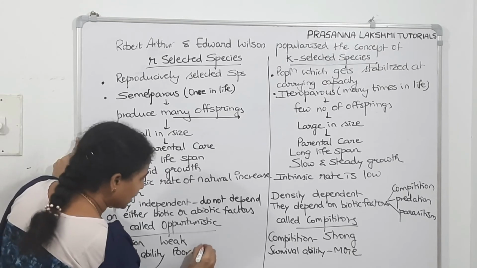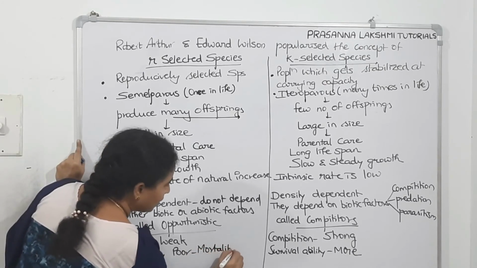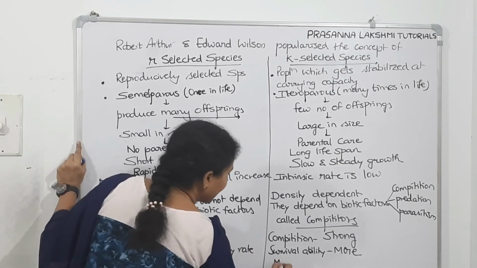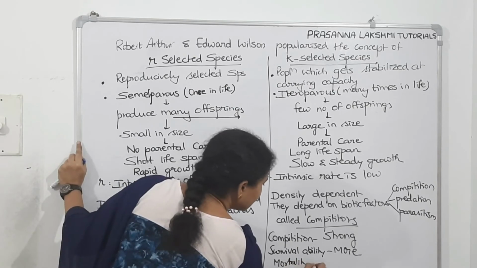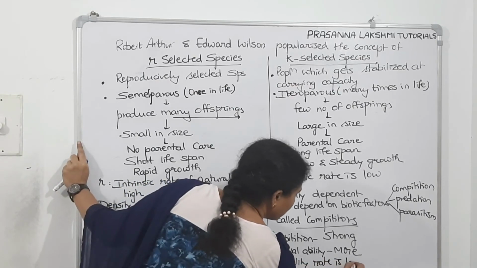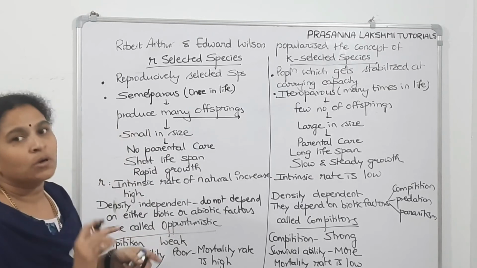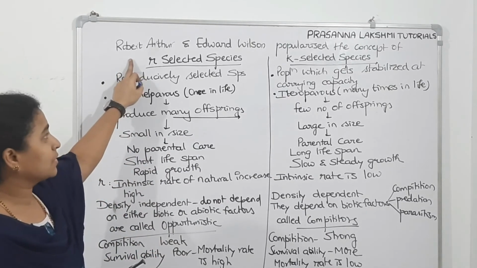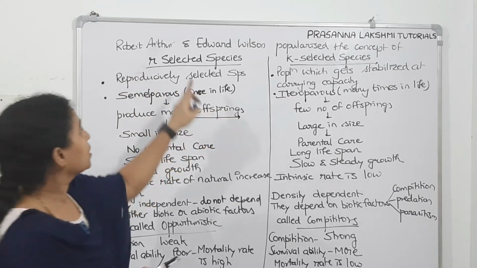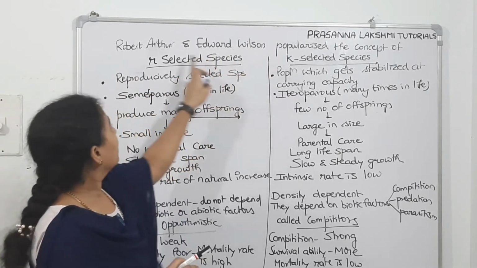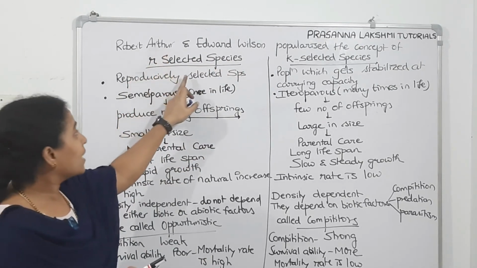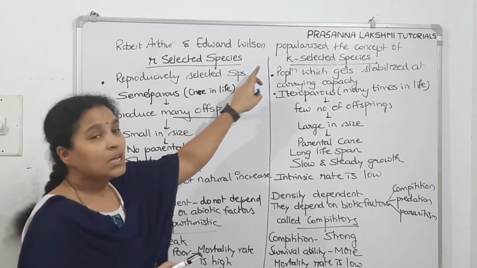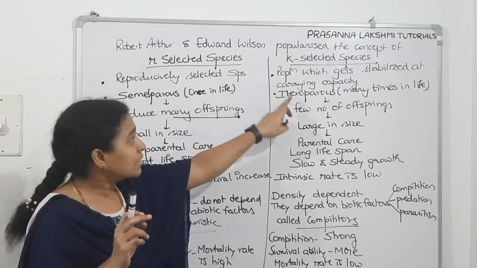We can tell in other words: mortality rate is high here, and here I am writing mortality rate is low. Let's again quickly look at the R and K selected species. Who are those scientists who popularized R selected species and K selected species? Edward Wilson and Robert MacArthur popularized them. R means reproductively selected species. K means carrying capacity selected species.